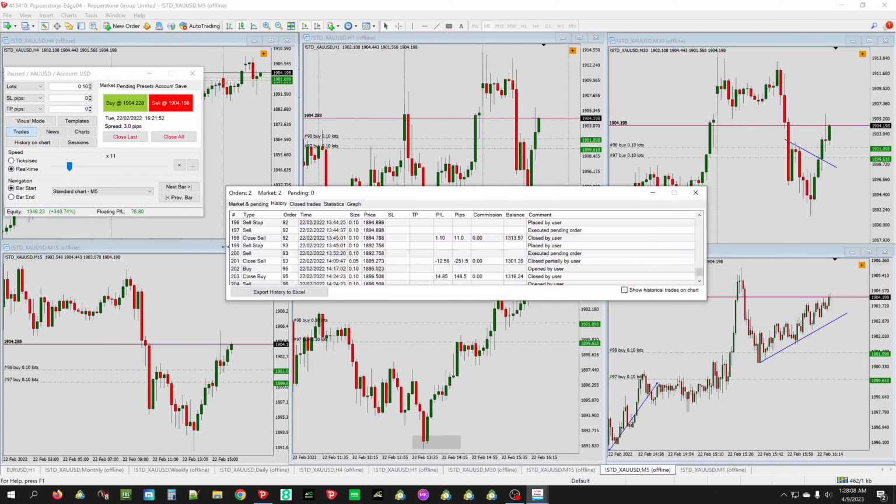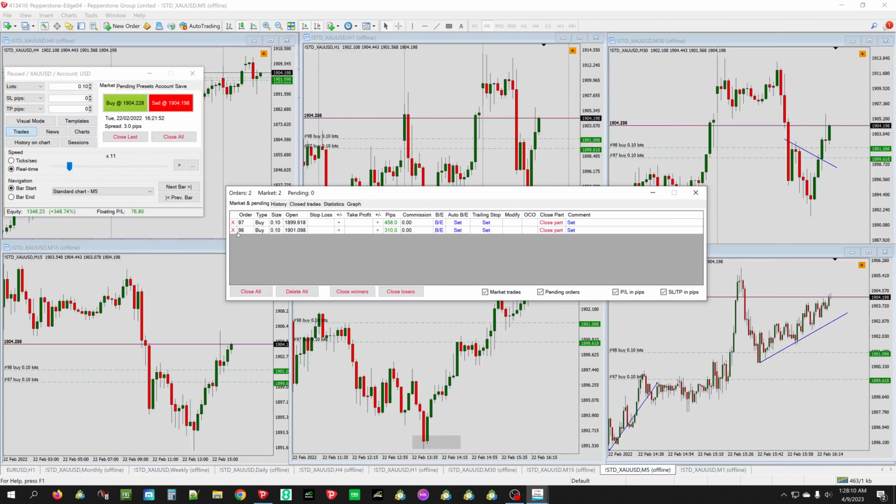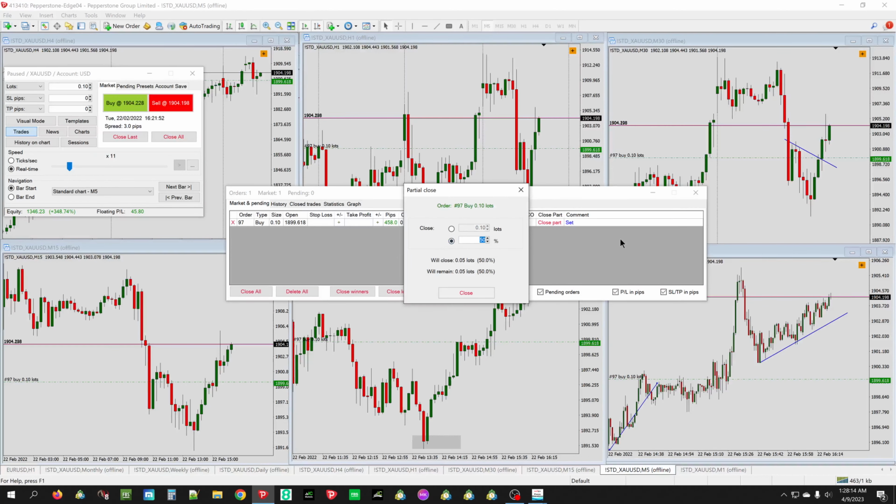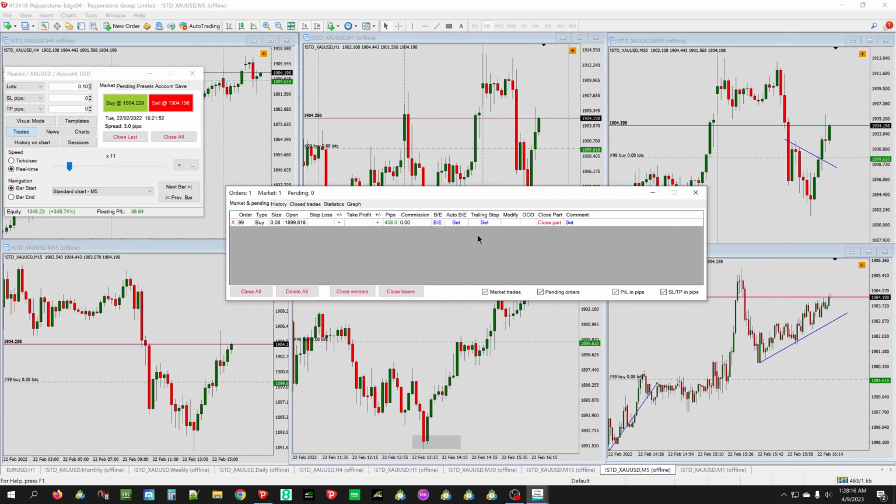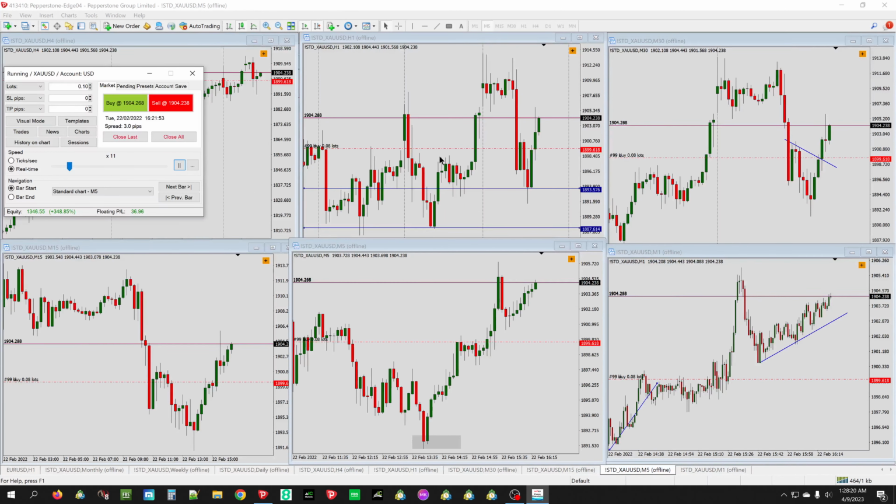Alright, at this point I will close my second position, 31 pips in profit, take 25% off of this position, break even this position, and let the rest run.